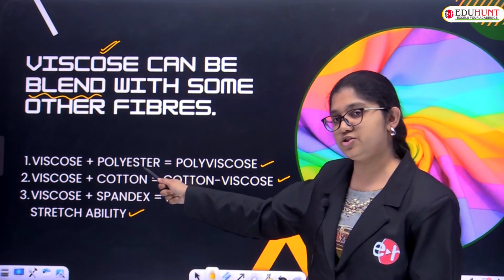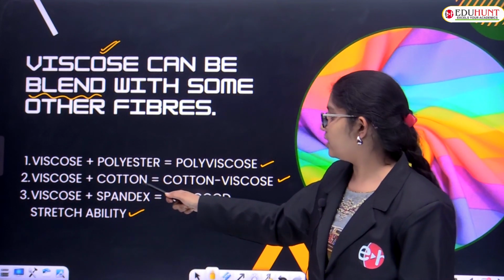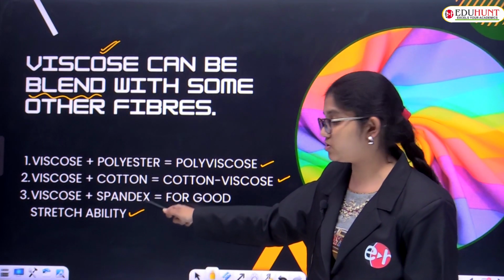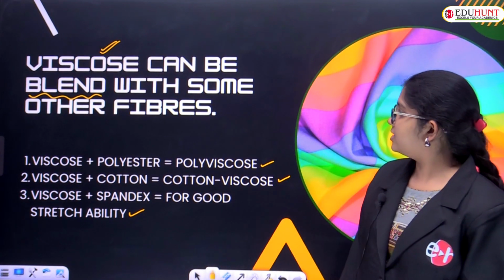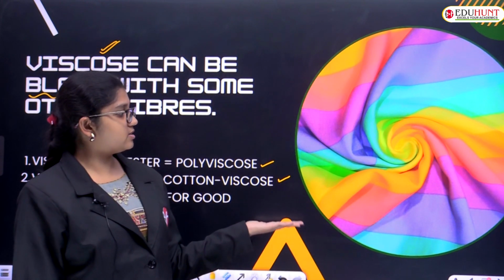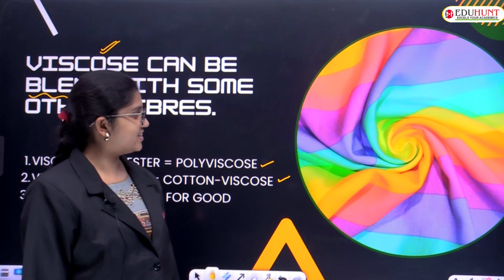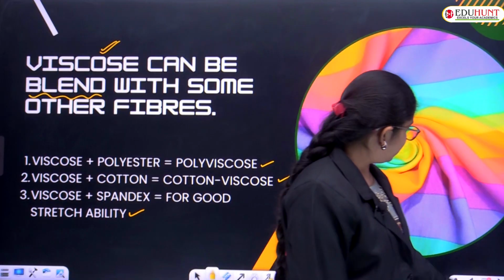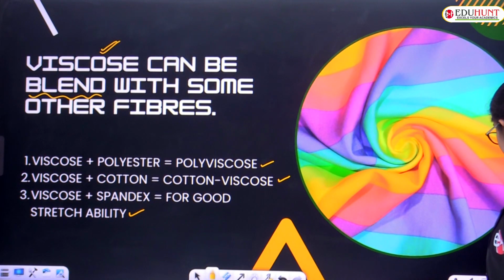Okay, first one is polyester, which is a synthetic fiber. Cotton, a natural fiber, and spandex is also a synthetic fiber. Okay, children, this is all about the blending of viscose fiber and other things for beautiful results. Okay, see how good to see, no? Yeah. Next slide, we'll see what that is.